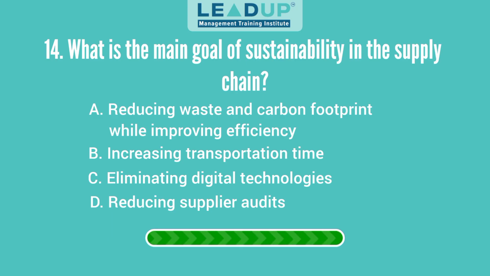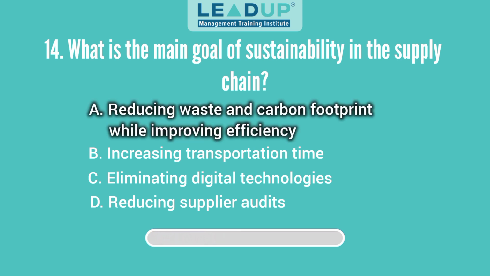14. What is the main goal of sustainability in the supply chain? A. Reducing waste and carbon footprint while improving efficiency. B. Increasing transportation time. C. Eliminating digital technologies. And D. Reducing supplier audits. Answer: reducing waste and carbon footprint while improving efficiency.